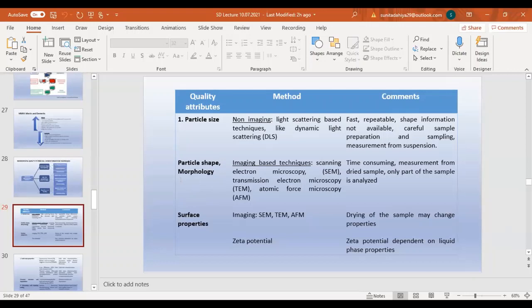Also, when you want to determine the particle shape and morphology, usually we use imaging techniques like SEM and TEM, or atomic force microscopy, etc. Although they are time consuming and can only be applied to solid samples, if you want to study the shape or particle morphology, these techniques are important. Especially TEM is a more effective technique when we talk about nano. For surface properties, you can get an idea from the imaging techniques, or you can also study the zeta potential for the surface properties, especially for the surface charges.